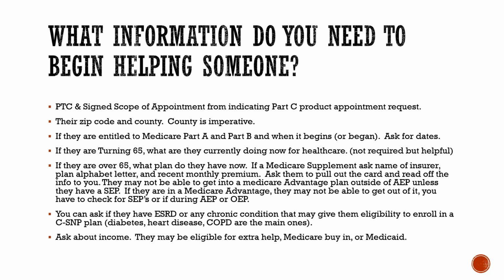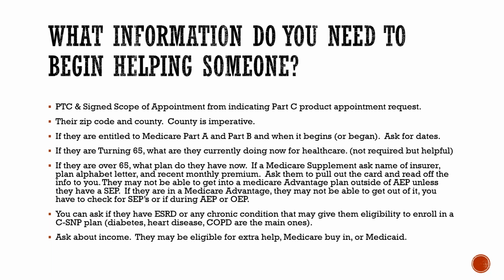Okay, so what type of information do you need to begin helping someone? First and foremost, you need the permission to call and the signed scope of an appointment form, whether it's digitally, whether it's a wet signature, or whether it's a voice signature. You need it prior to a conversation. You need to know their zip code and their county. I cannot emphasize enough how imperative it is to know the county.